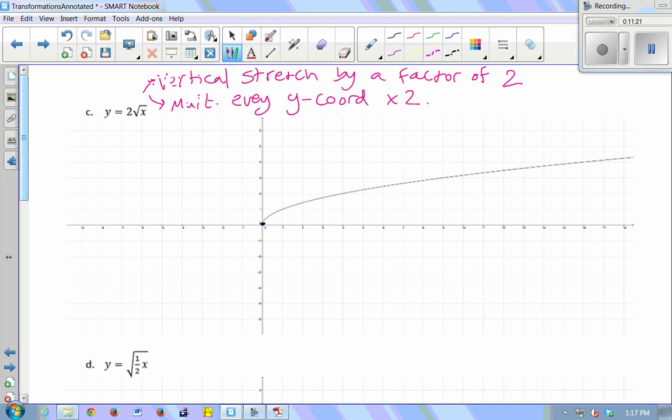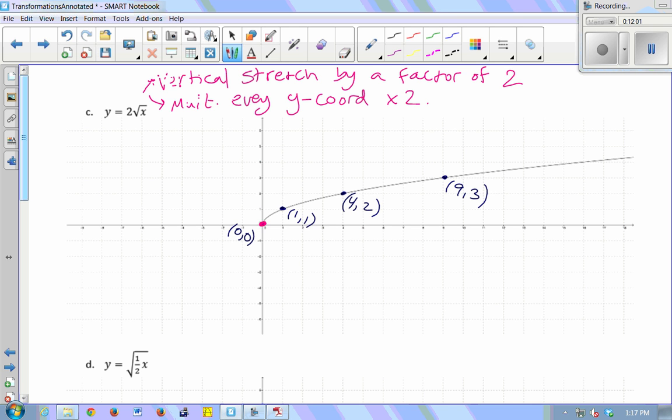So pick a few key points. 9, 3, that's good. Okay. And I have 0, 0, 1, 1, 4, 2, and 9, 3. To cause a vertical stretch, I'm going to take each y coordinate, because y's are the vertical part of a point, and double it. To do a vertical stretch by a factor of 2, take each y coordinate and double it. So 0, 0 is going to go where? It stays at 0, 0, because when you double the y coordinate of 0, it's still 0.